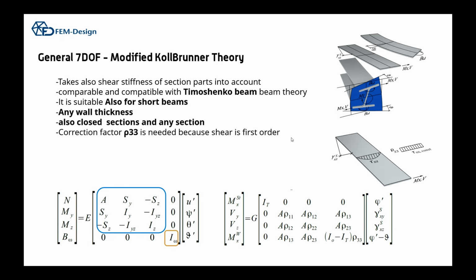And then it's our theory. It's basically based on Kolbrunner, but now we don't have any shape limitations, because first we assume that our warping function is first order. So it means that we assume the shear stress caused by the warping to be constant. But in reality, we know that the shear is not a constant distribution along the section. So we need a correction factor, and it's a rho 3.3 that's introduced in the software. That will fix the issue that we assume the first order warping function. But now it's great, we can apply it to any beam, and it's also applicable to closed sections.